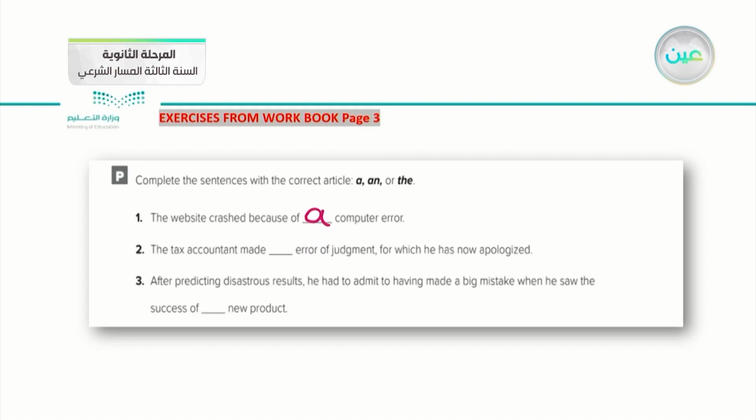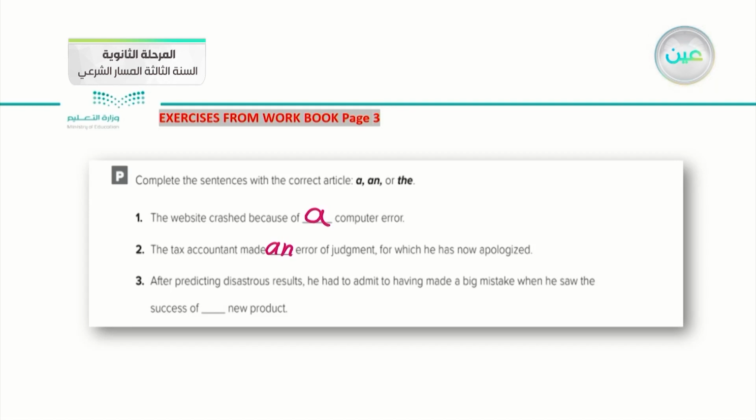Number 2. The tax accountant made space error of judgment, for which he has now apologized. What do you think it is? We have an, because it begins with e. So we can't use a with that word, vowel letter.